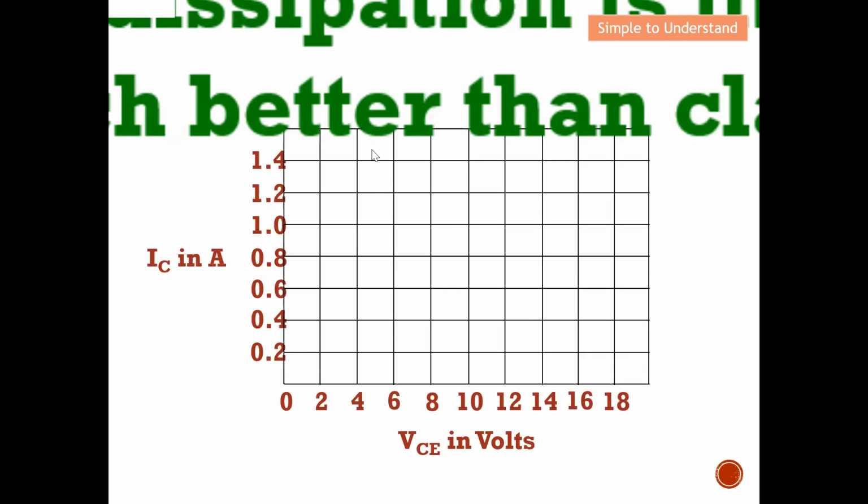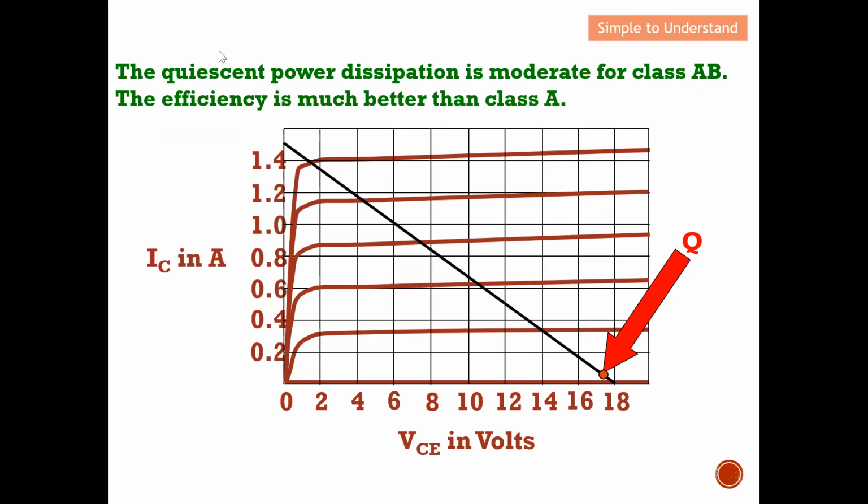Next, the quiescent power dissipation is moderate for class AB. The efficiency is much better than class A. For class B the quiescent dissipation is 0, but class AB is slightly worse in comparison. Over here you can see that the efficiency is definitely better than class A. So this is the reason why we need to have the class AB amplifier.